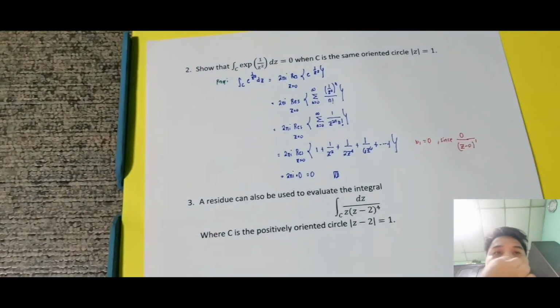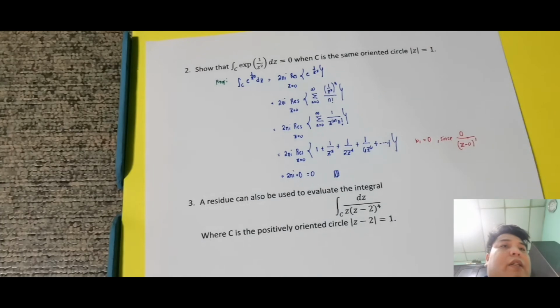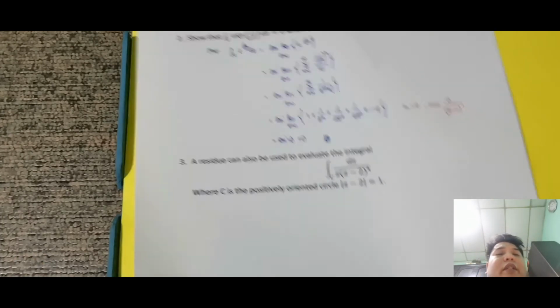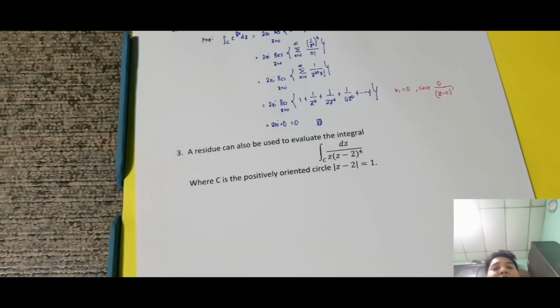Okay, so ganun kasimple yung gagawin dito sa mga residue. So, pag proving, ganyan ang gawin mo. Okay, next. Number 3. A residue can also be used to evaluate the integral of dz over z minus 2 raised to the 4 along the contour C, where C is the positively oriented circle, absolute value of z minus 2 is equal to 1.